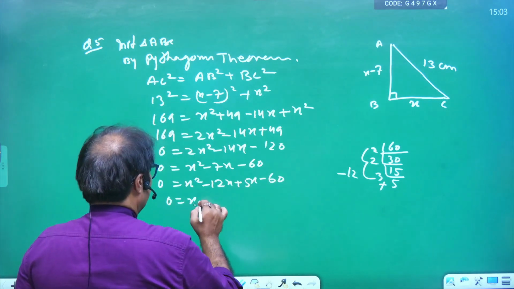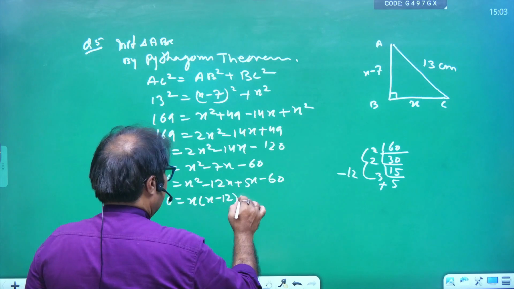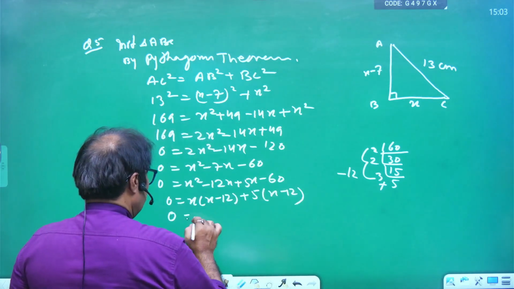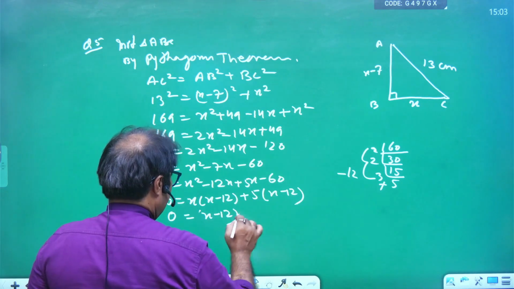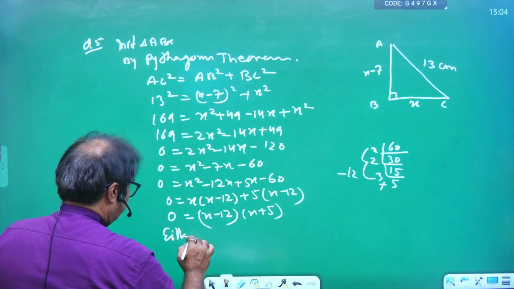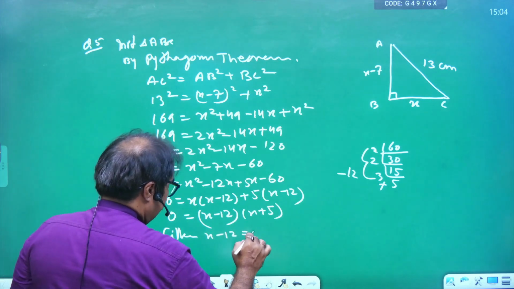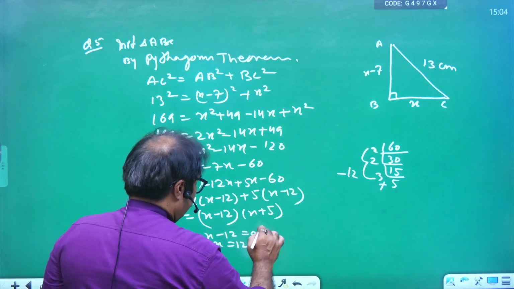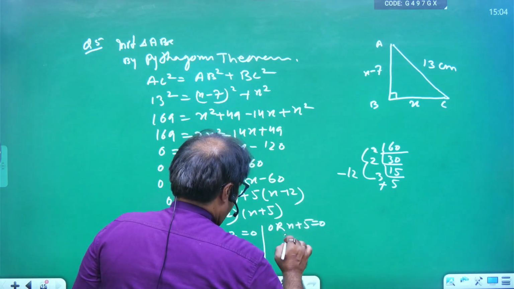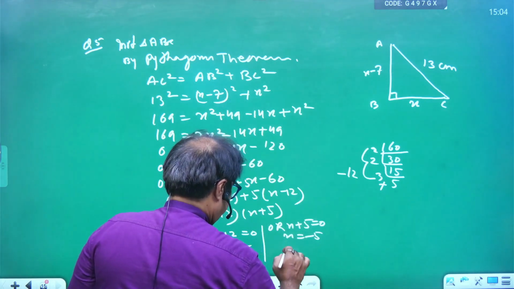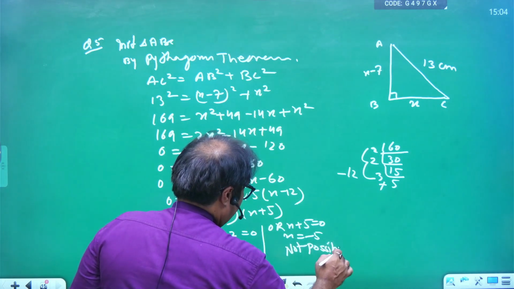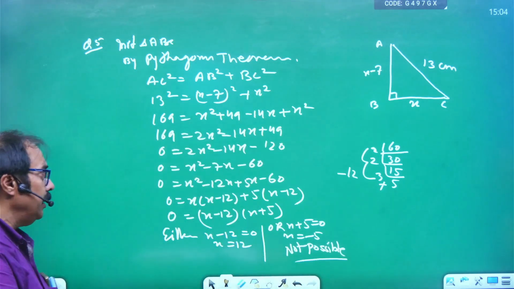So 0 is equals to x common, x minus 12, and 5 times x minus 12. So 0 is equals to x minus 12 into x plus 5. We got the two factors. So either x minus 12 is equals to 0, so x is equals to 12, or x plus 5 is equals to 0, x is equals to minus 5, which is not possible, because length or base or altitude cannot be negative.